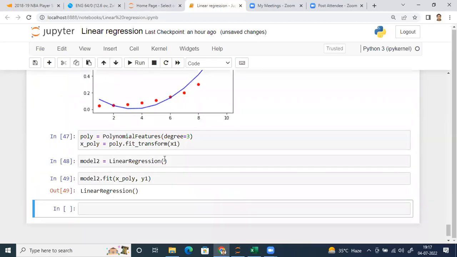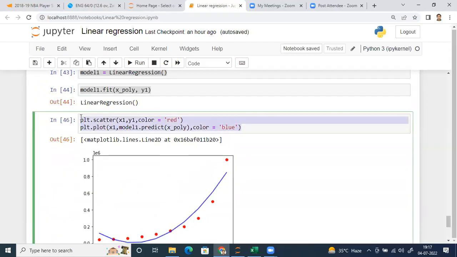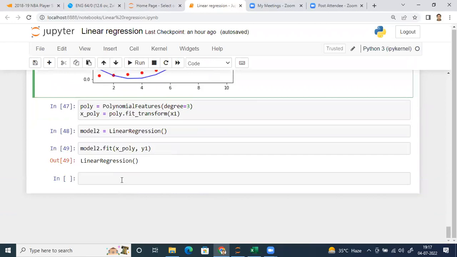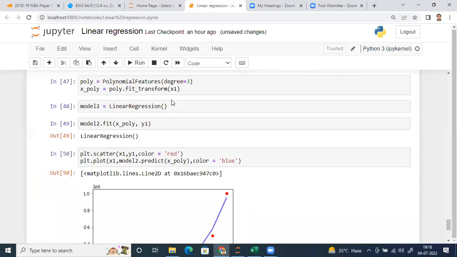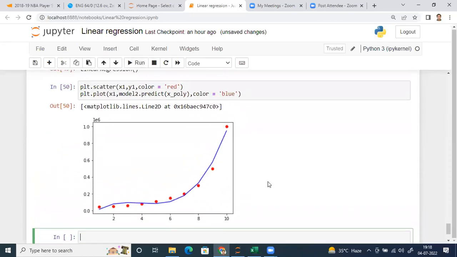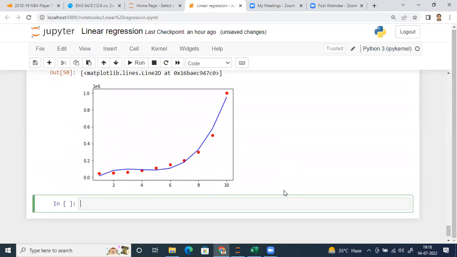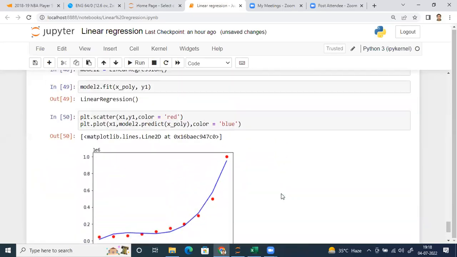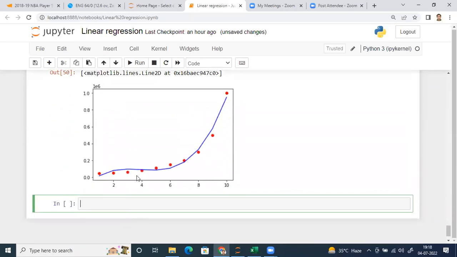Done. And now let me copy this graph. The model name is model 2 dot predict, right? Can you see, everyone, this time? Please see the above graph and see the above graph, which is closer to the points. Can you observe the difference in the changes? Now it is trying to predict the pattern exactly. Can you see that? Yes, sir.